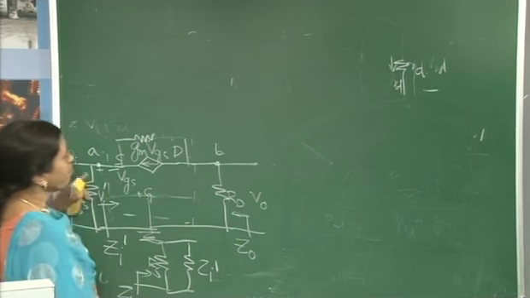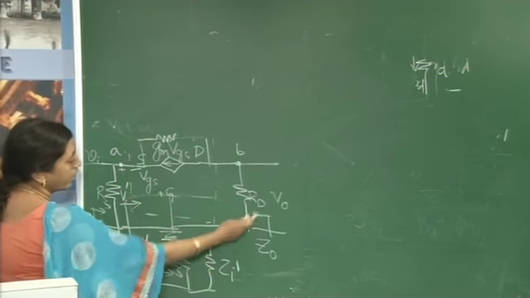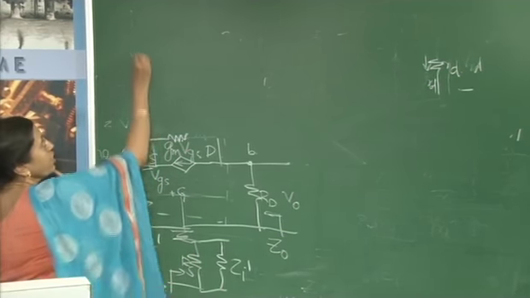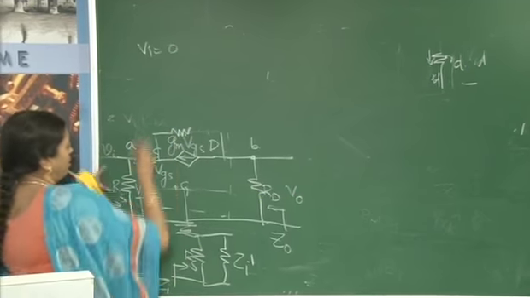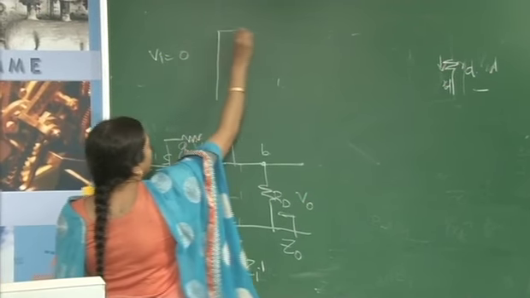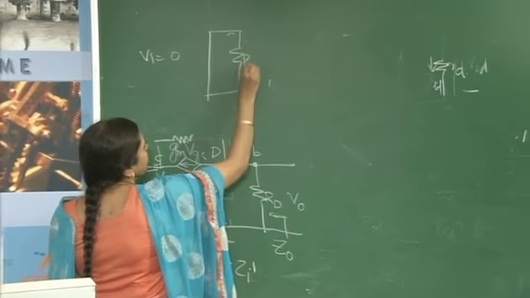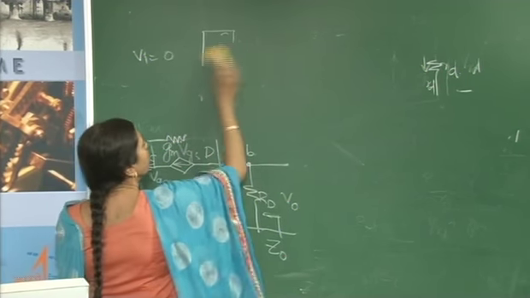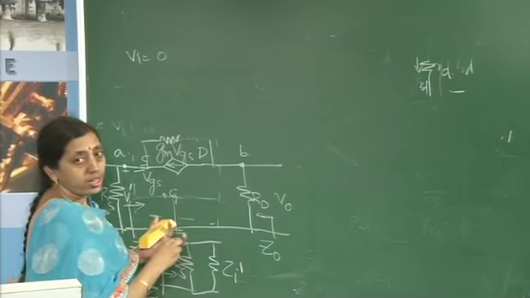So, output impedance can be determined by looking at the output node when Vi is reduced to 0. So, when Vi is 0, there exists a short circuit across RS. So, RS becomes redundant. So, RS will not have any effect on Z0.